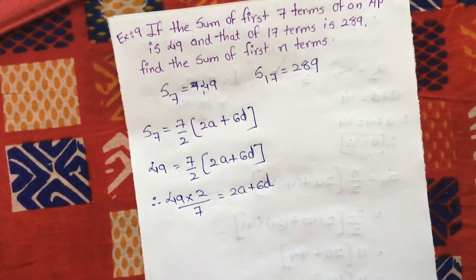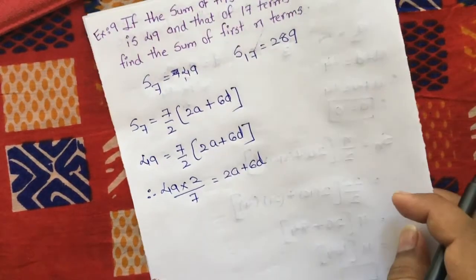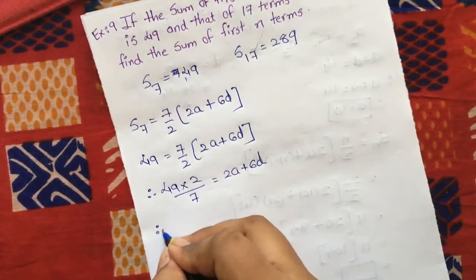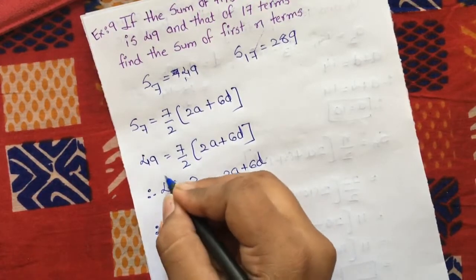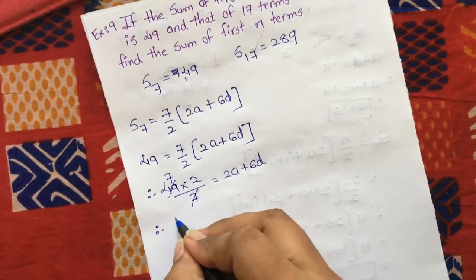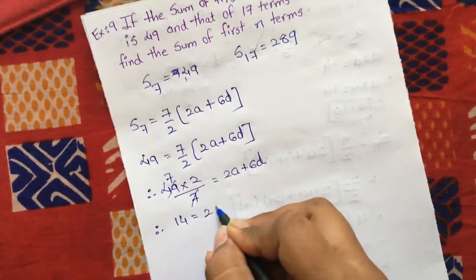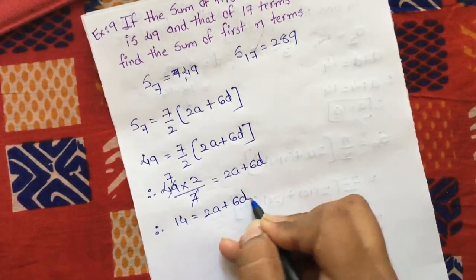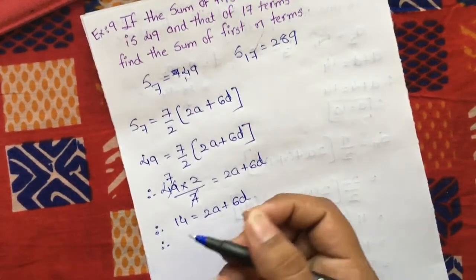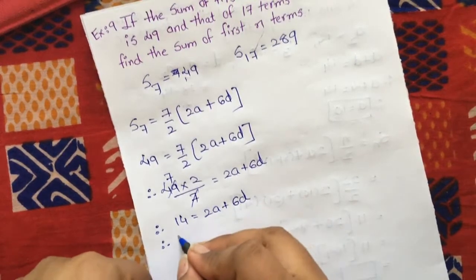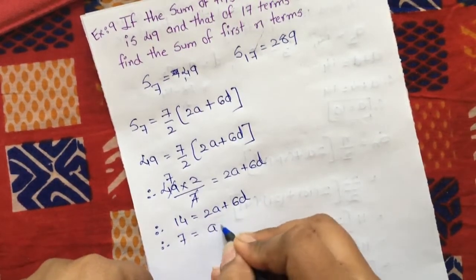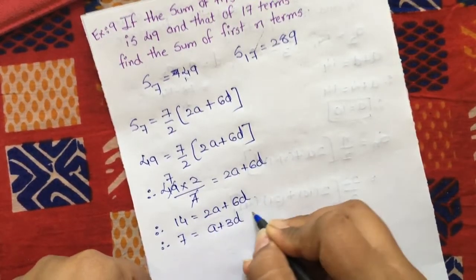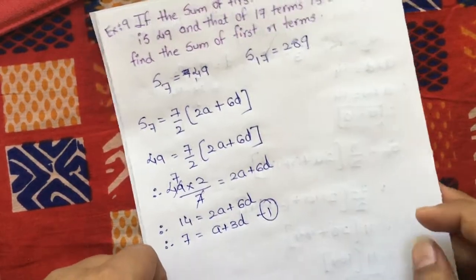Okay, so which gives us, 7 7s are 49, and this is 14 is equal to 2a plus 6d. We can take out 2 common on both sides. So what remains, 7 is equal to a plus 3d. This is our equation number 1.